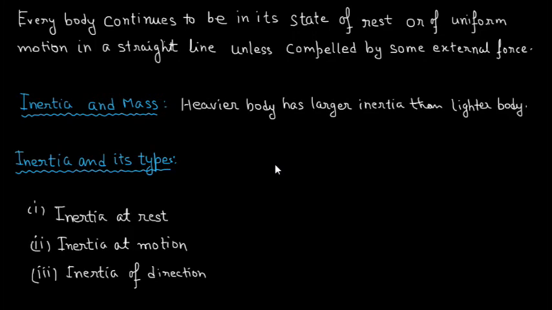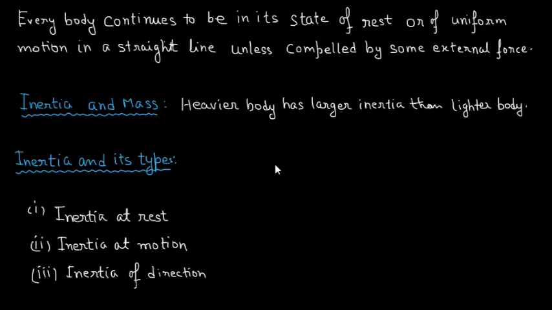Third application. An athlete runs some distance before taking a long jump due to the inertia of motion, since the length of the jump depends upon the velocity at the instant of the jump. Inertia of direction. It is the inability of a body by virtue of which it cannot change its direction of motion by itself.